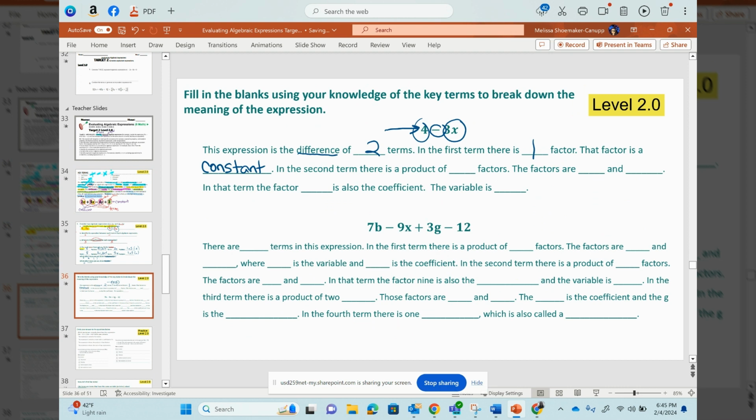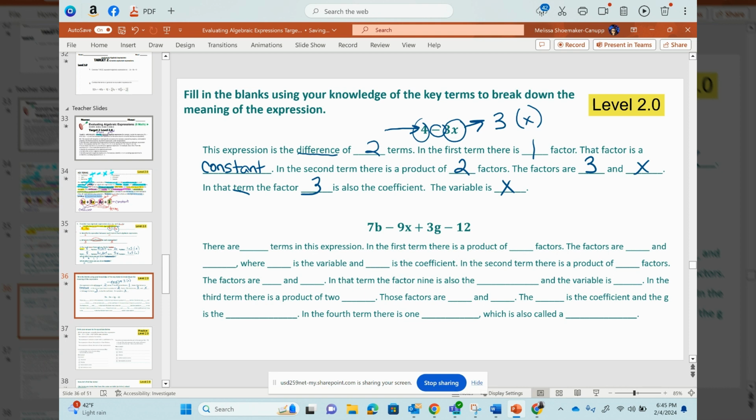In the second term, there is a product of 2 factors. This is a product of 3 and x. That's 2 factors. The factors are 3 and x. In that term, the factor that is also the coefficient is the 3. What is the variable? That is the x.